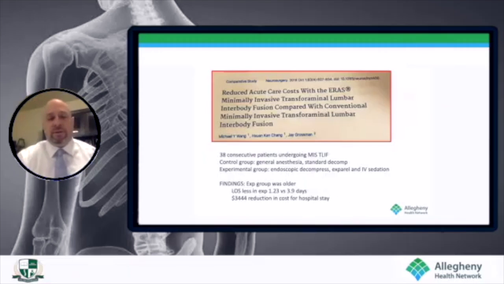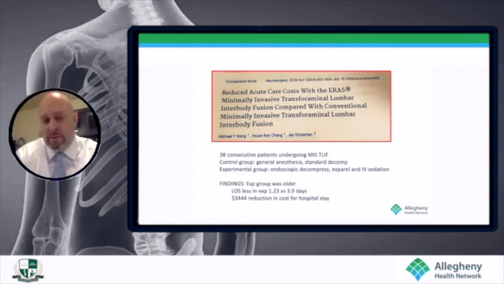So to start going through the literature, is there evidence for enhanced recovery measures after surgery? This paper by Michael Wang from the University of Miami chronicled 36 consecutive patients undergoing MAS TLIF. The control group had standard decompression, general anesthesia. The experimental group had endoscopic decompression, Exparel, and was done under IV sedation. They found that even though the experimental group was older, their length of stay was less, and it was actually 2.7 days less, so significantly less, and this allowed them to save $3,444 in hospital costs.